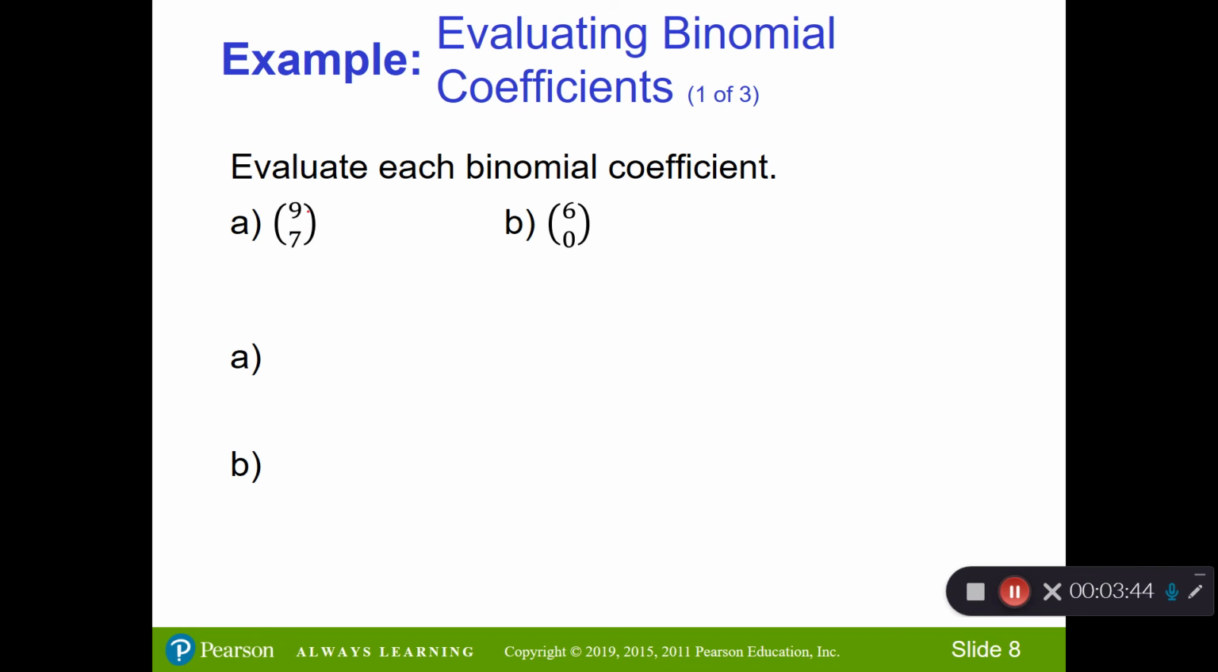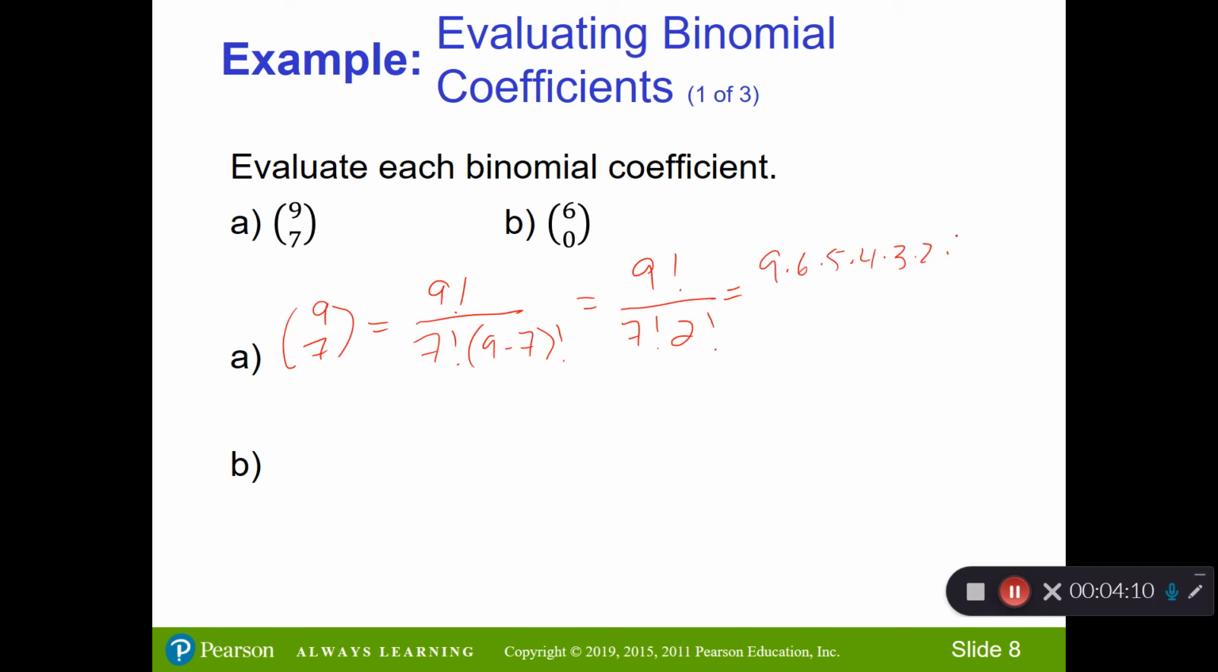All right, let's practice expanding this. 9 choose 7 is 9 factorial over 7 factorial times 9 minus 7 factorial. That's 9 factorial over 7 factorial, 2 factorial. Now, if you recall, 9 factorial is 9 times 8 times 7 times 6 times 5 times 4 times 3 times 2 times 1. I multiply every number below it all the way to 1. So 7 factorial is 7 times 6 times 5 times 4 times 3 times 2 times 1. And then 2 factorial would be 2 times 1.